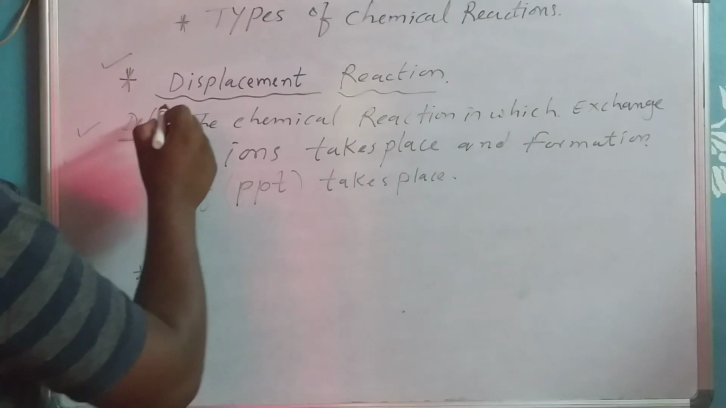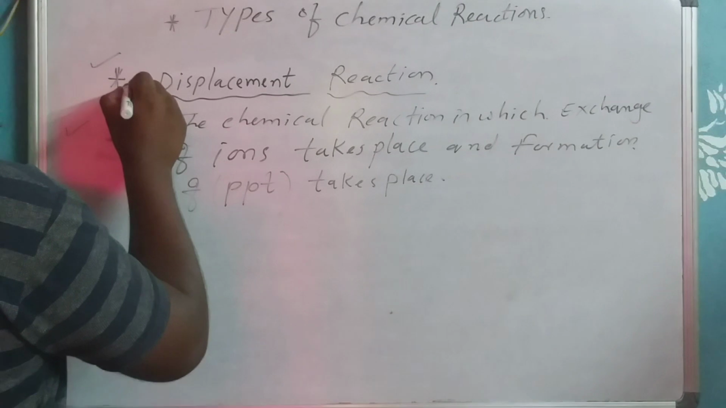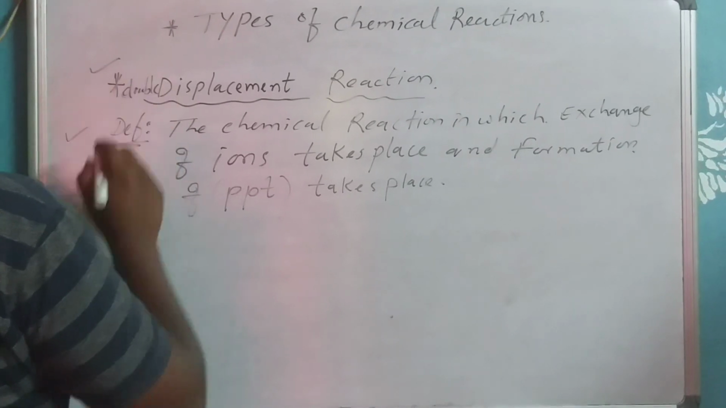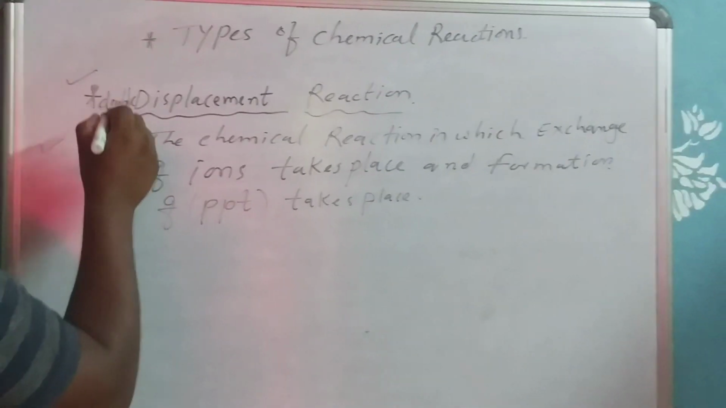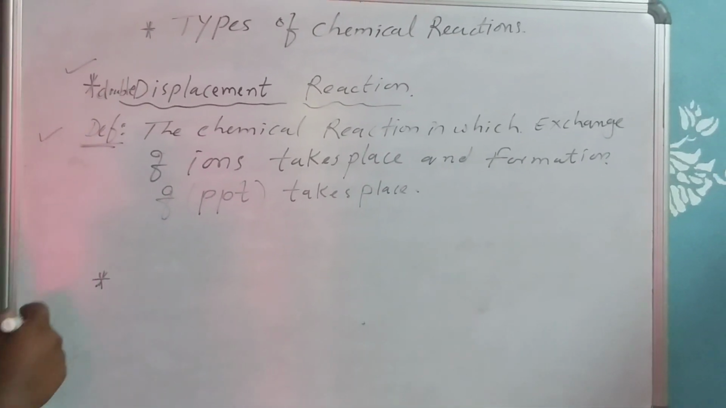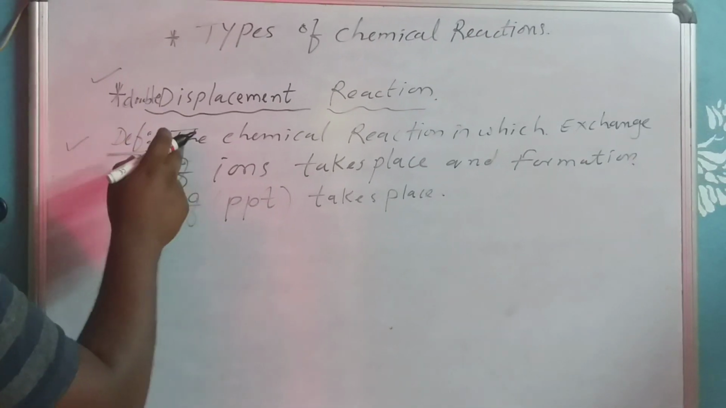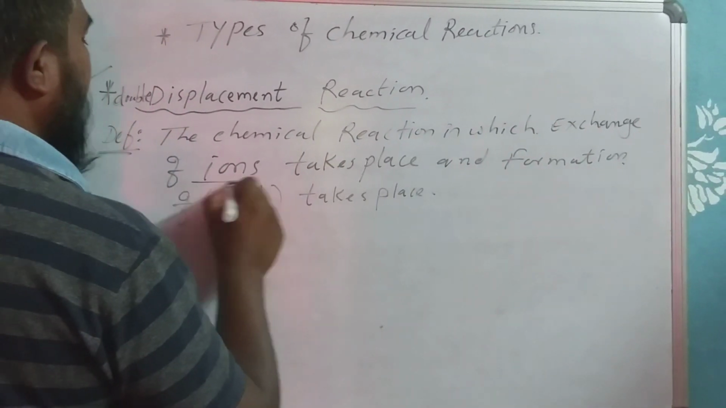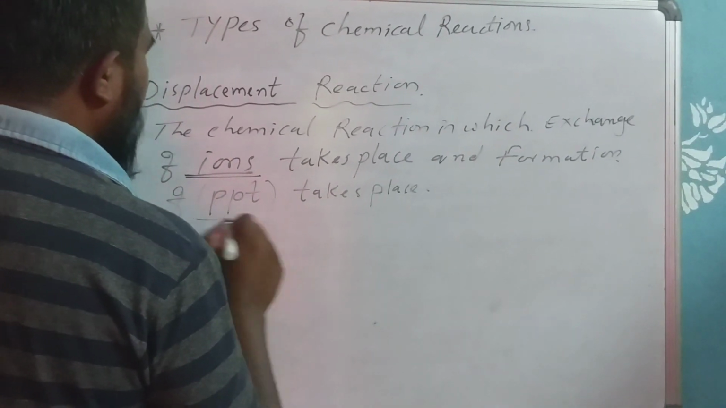Now, the fourth type of chemical reaction is the double displacement reaction. We have seen displacement reaction, and now we have to see double displacement reaction. The definition of double displacement reaction is: the chemical reaction in which exchange of ions takes place and formation of PPT takes place.